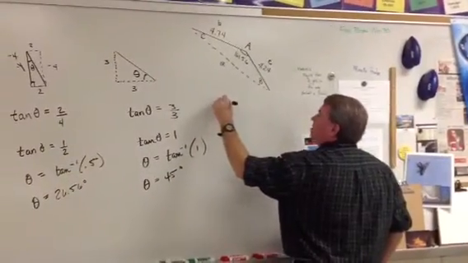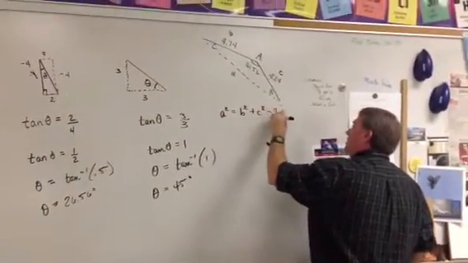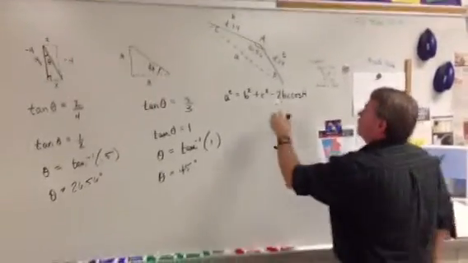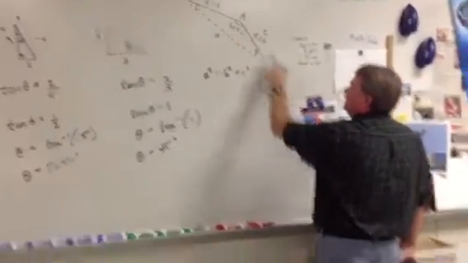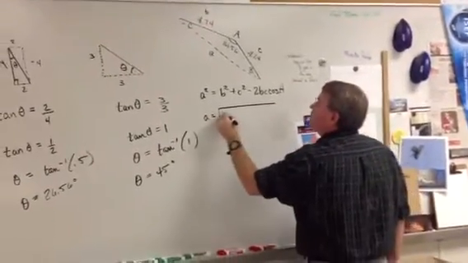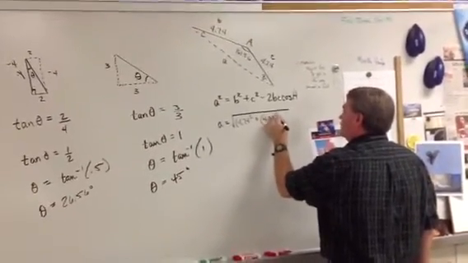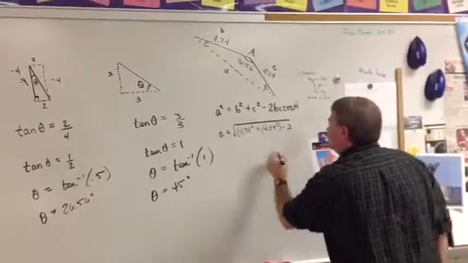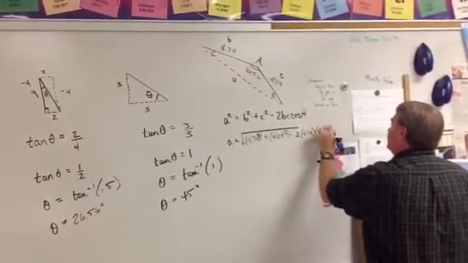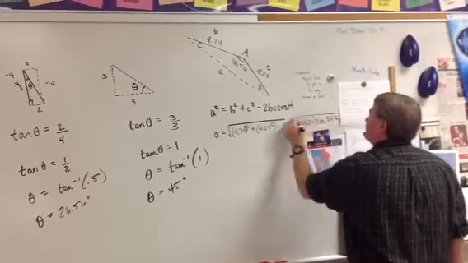Plugging this into the law of cosines, A squared is going to be equal to B squared plus C squared minus 2BC times the cosine of angle A. We have B, we have C, we have angle A. We're going to take the square root of that. So A is going to be equal to the square root of 4.47 squared plus 4.24 squared minus 2 times 4.47 times 4.24 times the cosine of 161.56. And all that is under the square root.